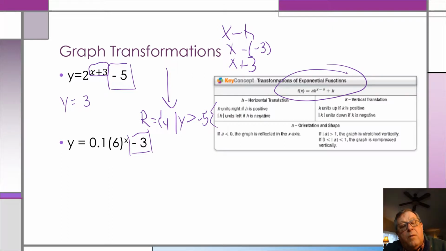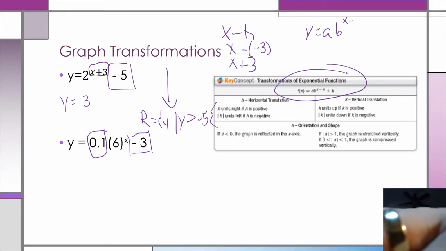But this 0.1, well, that's like this a in y equals a times b raised to the power of x minus h, plus k. And I see that 0.1 is greater than 0, so it's not going to reflect it, but it's less than 1. And I can see right here in these properties that it should compress this function vertically. In other words, like I'm pushing down on that arm, particularly that arm headed up. So let's graph this and see if this bears out what we should say.